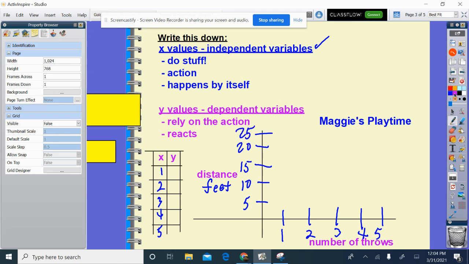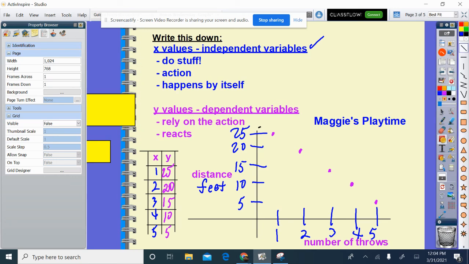So here we go. In my first throw, I go 25 feet. The second throw, I go 20 feet. The third throw, I go 15 feet, 10 feet, and then 5 feet. And then I graph those values here, coordinate x value first and then y. And then I'm going to connect all those dots with a line like that.